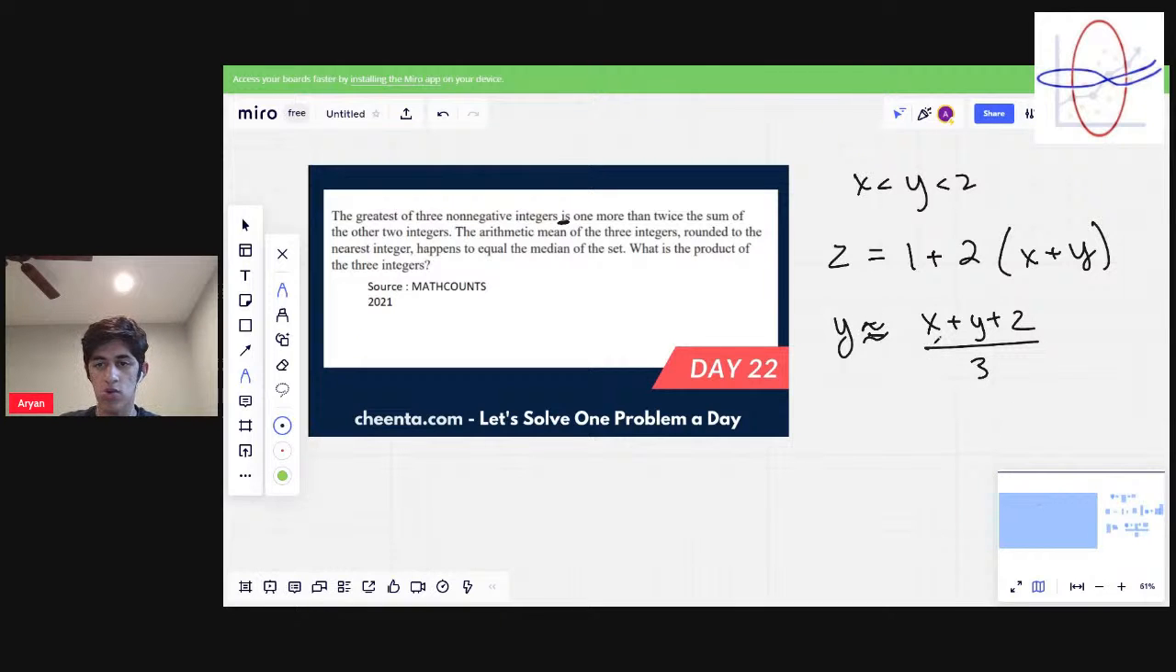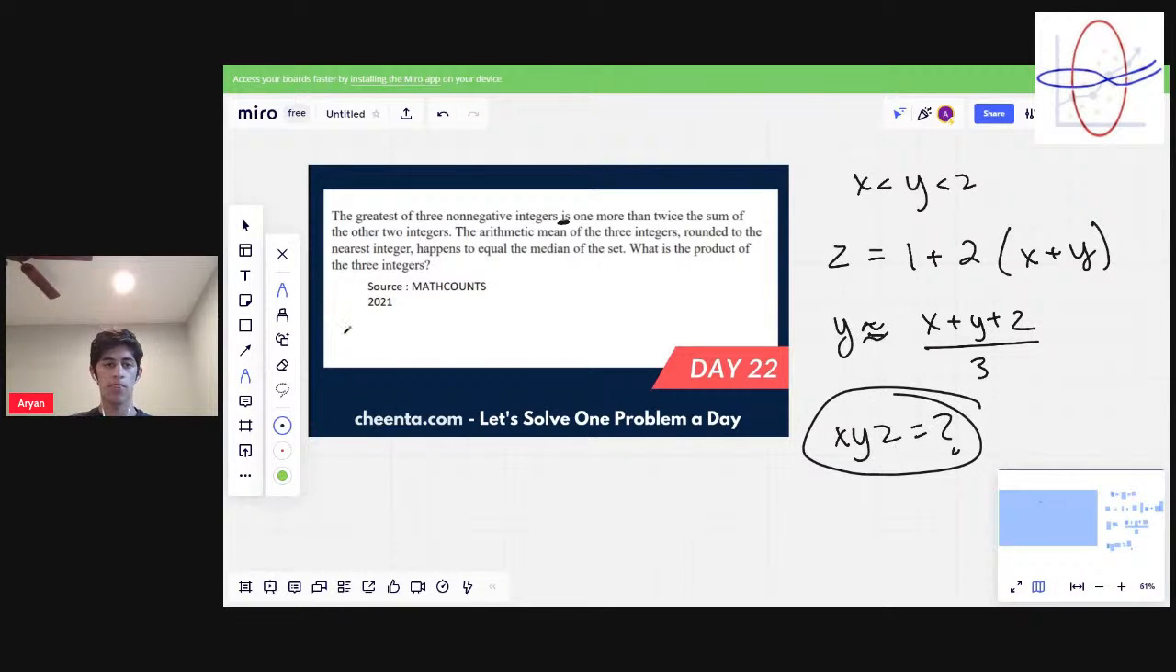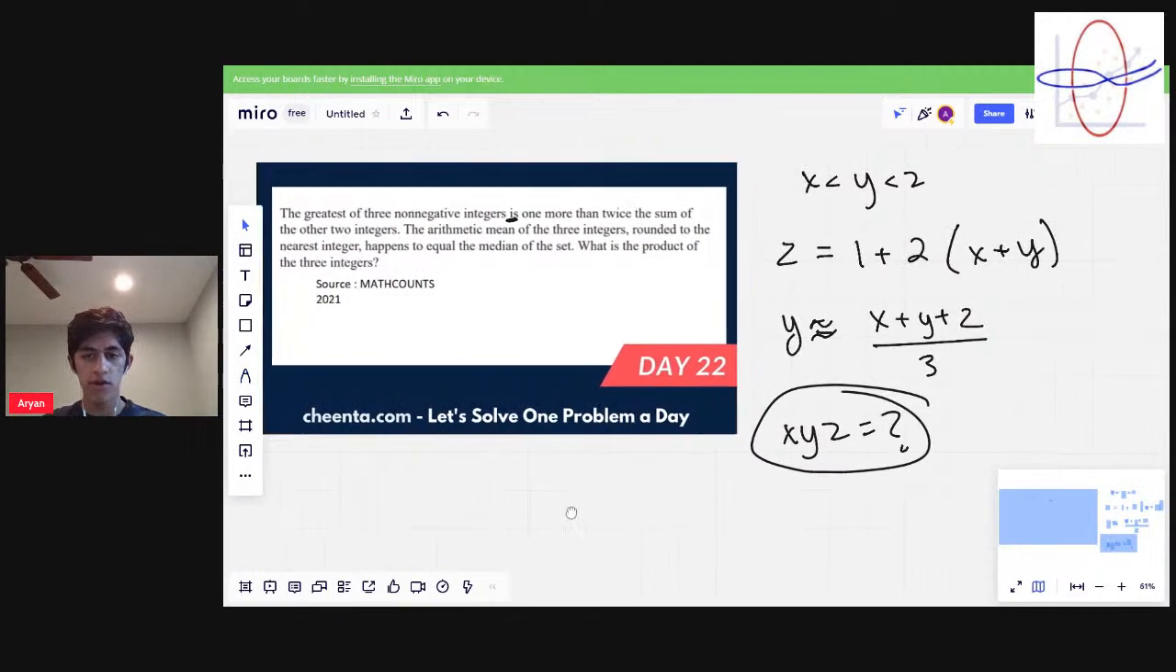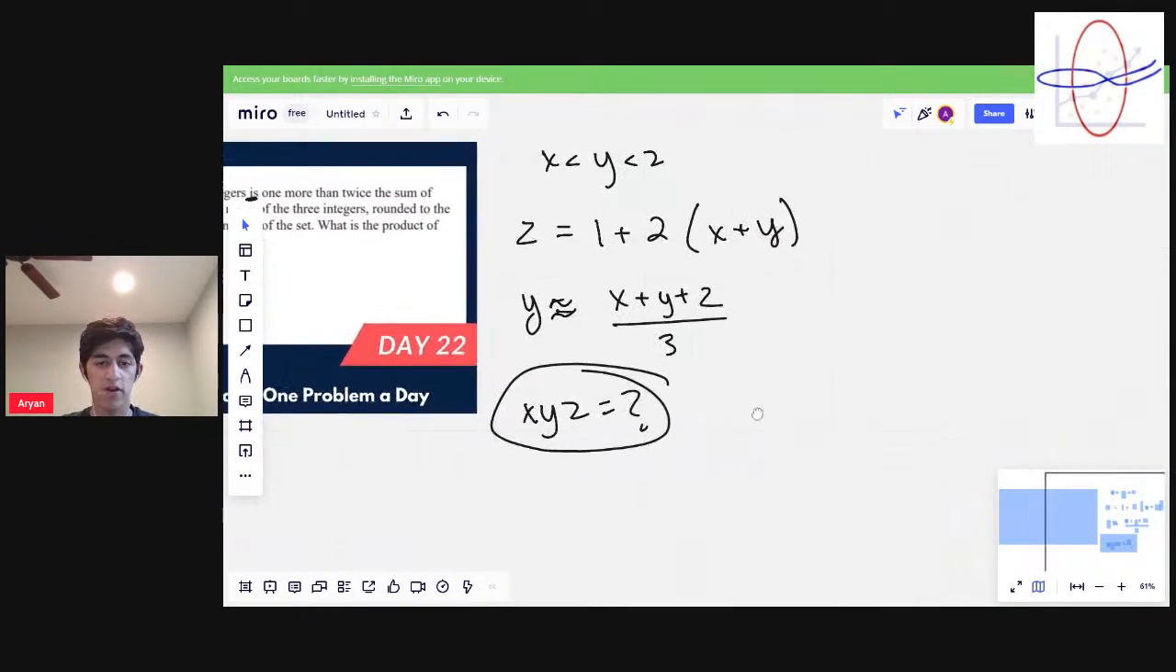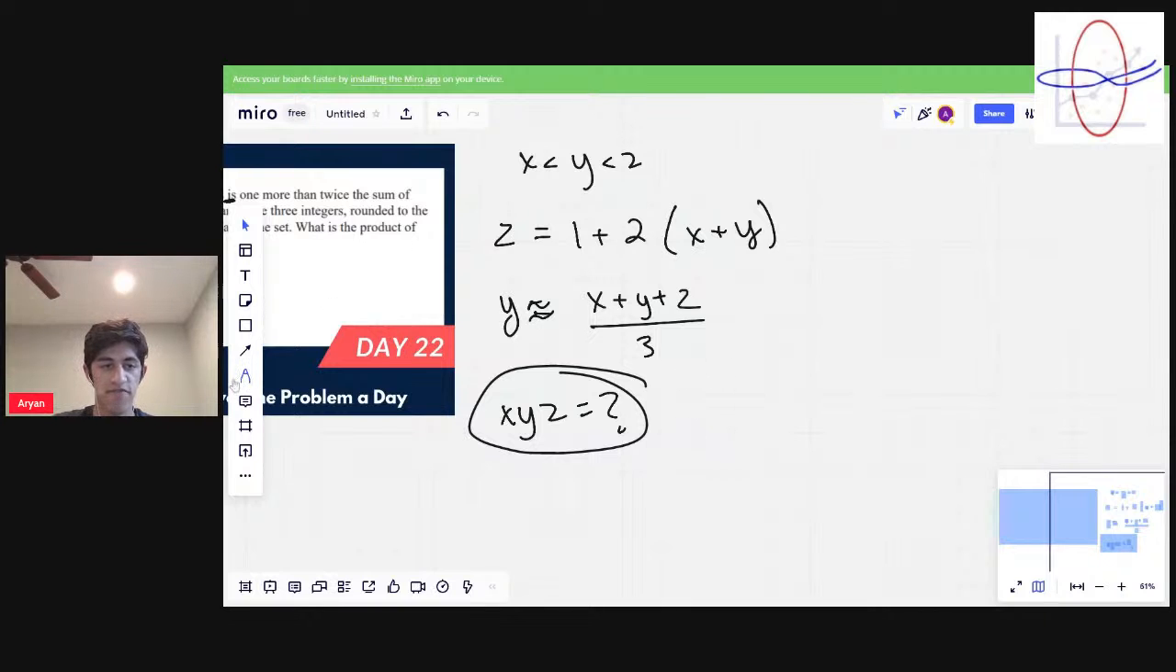Okay, so now let's just write down what we want to find, which is x times y times z. So this is the end goal. With a question like this, we aren't given very many numbers. Most of our equations are just in terms of variables. So let's start manipulating this and see what we can figure out.